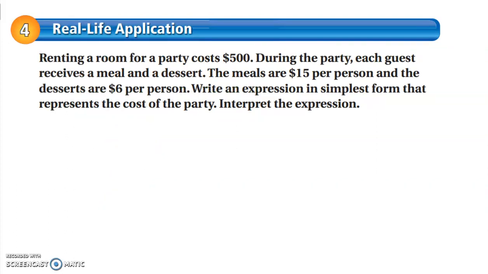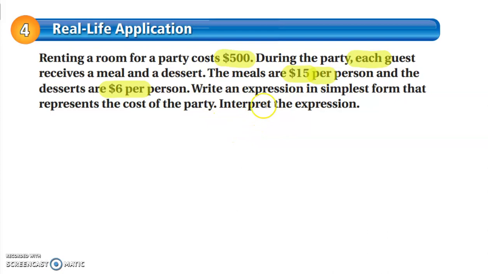All right. Here's a real-life application. Renting a room for a party costs $500. Let's highlight the important information in the text. Costs $500 during the party. Each is important information because that means we have to multiply. Each guest receives a meal and a dessert. The meals are $15 per person. Per also means multiply. And the desserts are $6 per person. Write an expression in simplest form that represents the cost of the party.